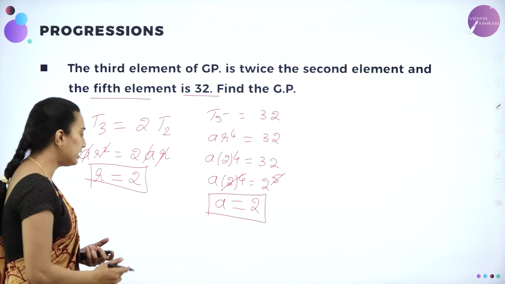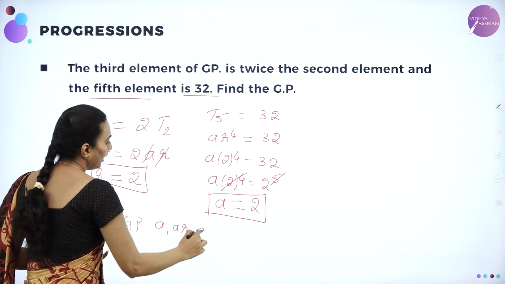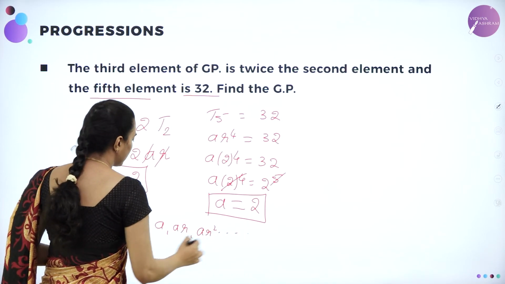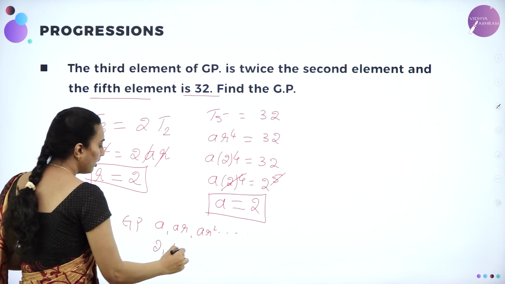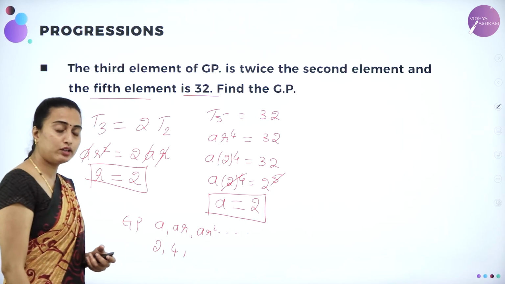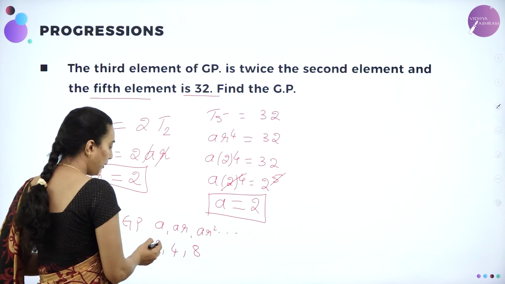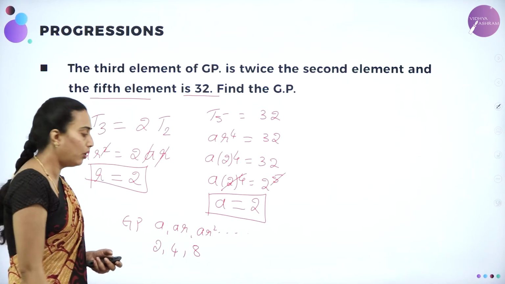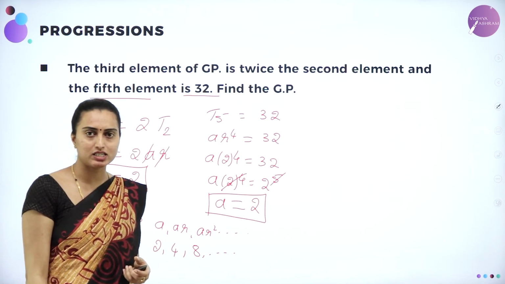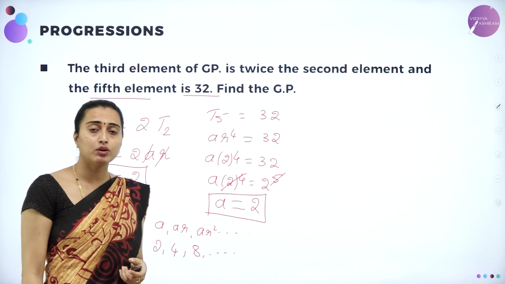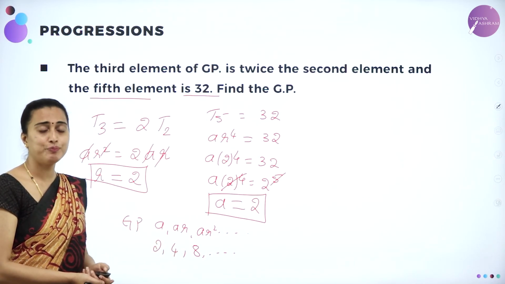Now writing the GP, it is given by A, AR, AR squared, and it continues. Therefore, you can write it as 2, 2 into 2 is 4, 2 into 2 squared, where 2 squared is 4, and 4 twos are 8. You can observe, dear students, 4 by 2 is 2, 8 by 4 is 2, and the next term will be 16, and 16 by 8 is 2 again. So the ratio is constant. This is what they have asked you to find. I hope you got this one.